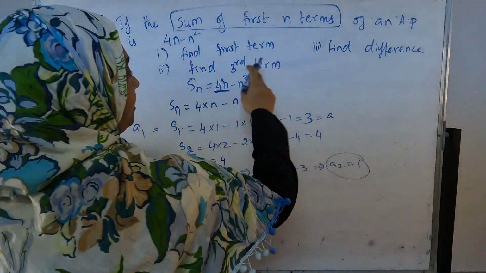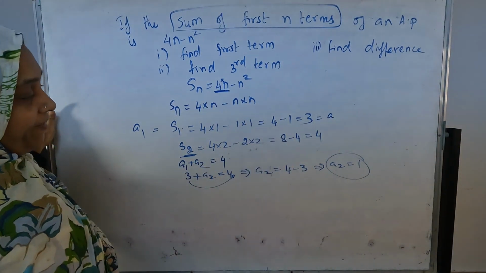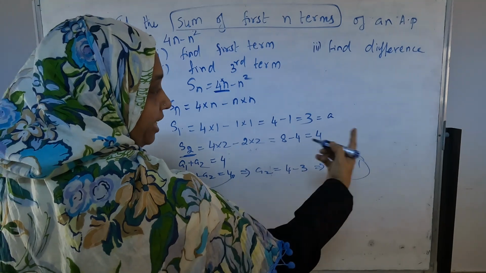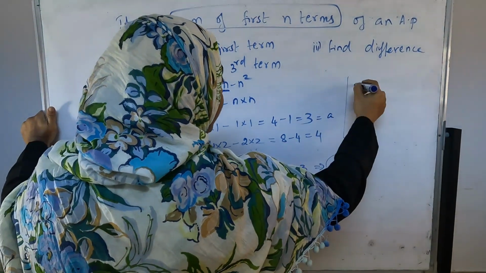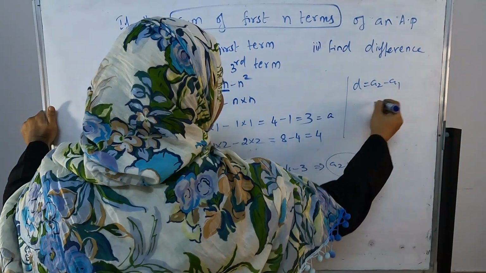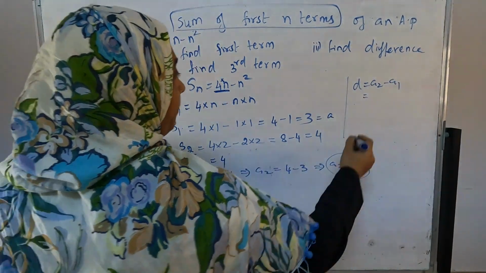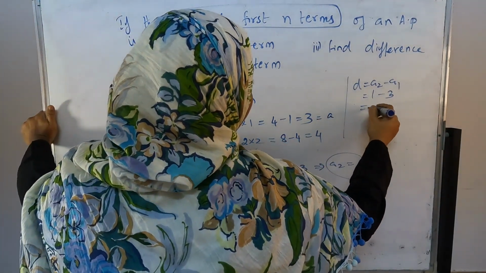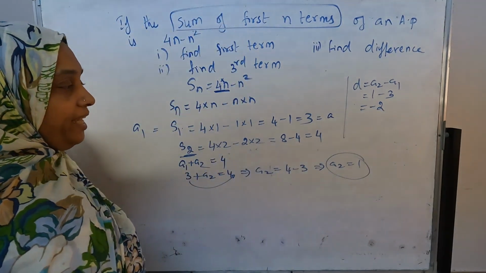Then find the difference. The third term also they are asking. A1 we know, A2 we know. A1 is this one, A2 is this one. D we can find. D is A2 minus A1, the difference. So A2 is 1 and A1 is 3. So it is minus 2. D is minus 2. D is with us.